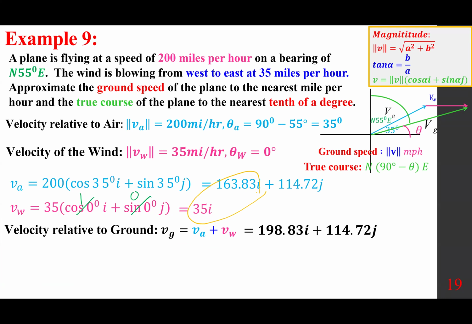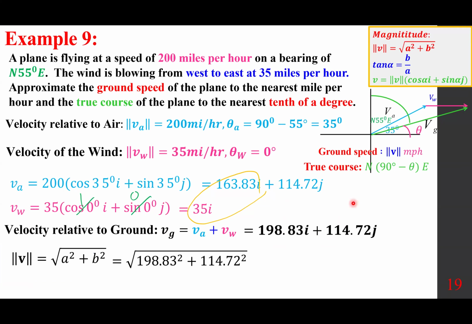So what is the magnitude of this vector? Take the square root of this number squared plus this number squared. Okay, so square this one, and take a root. Put it into a calculator. About 230 miles per hour.